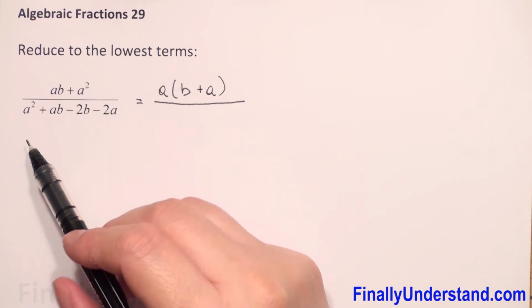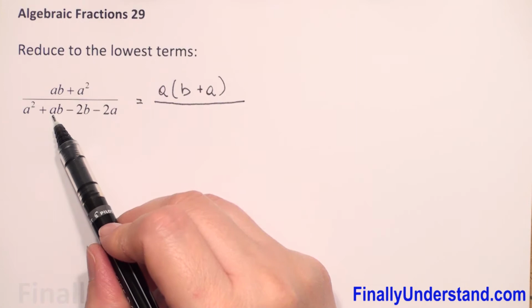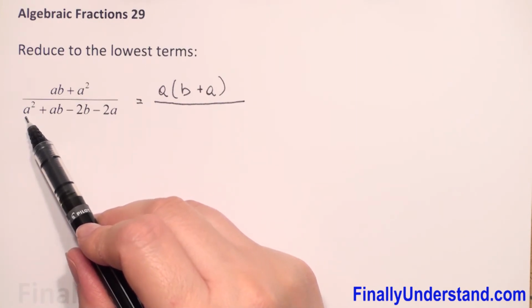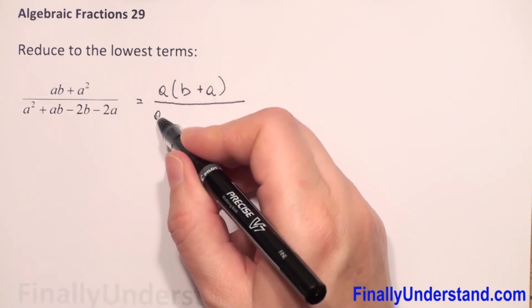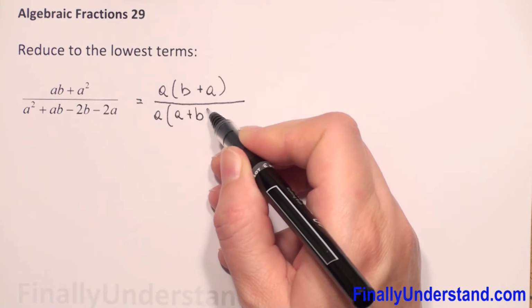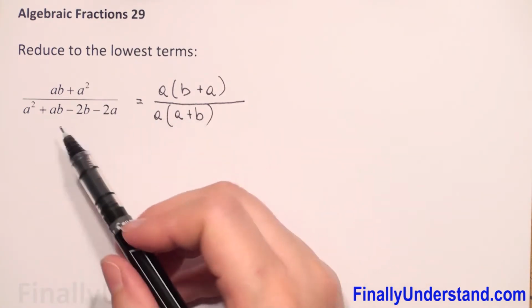Next, let's look what we have here. We have a square plus ab. And we have a in this expression and in that expression. So we can factorize variable a, and in parentheses we will have a plus b, because a times a is a square and a times b is ab.